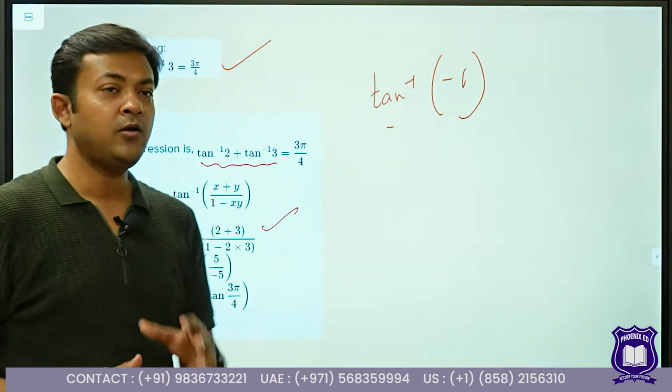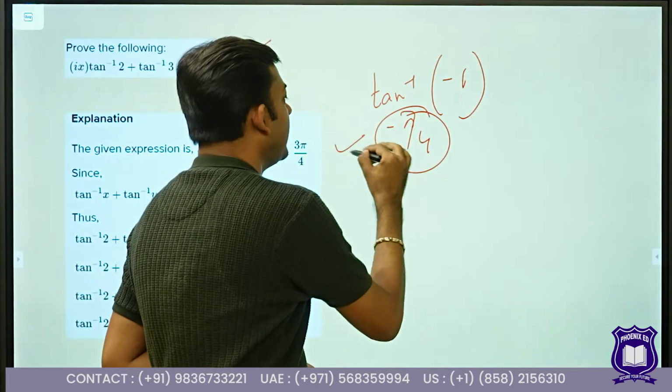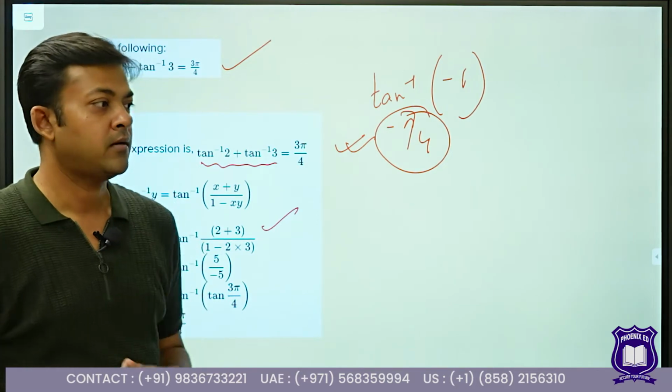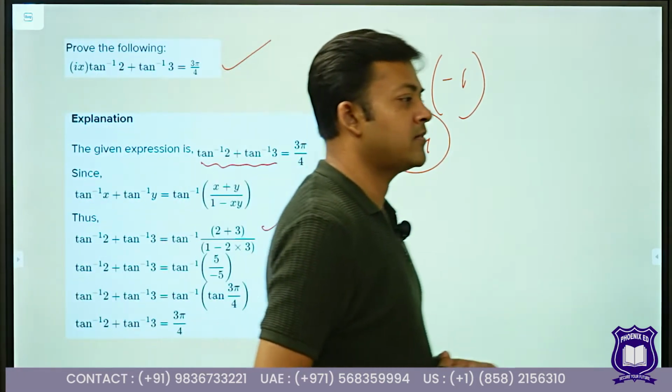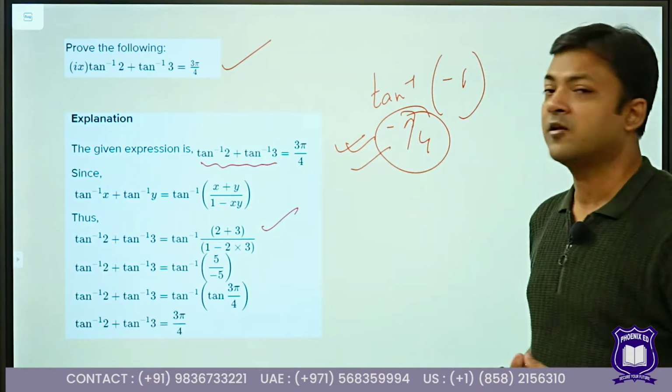It is tempting to put the value as minus pi by 4. And we have to acknowledge that this value is also correct. But let's have a look at the question once. In terms of principal values, I totally agree that the value will be minus pi by 4.